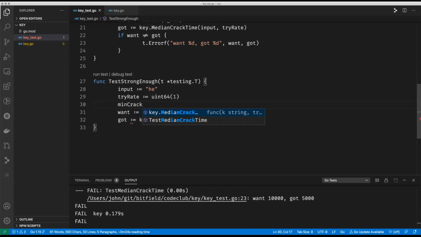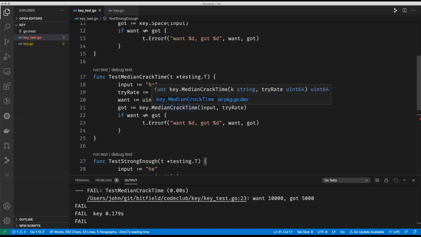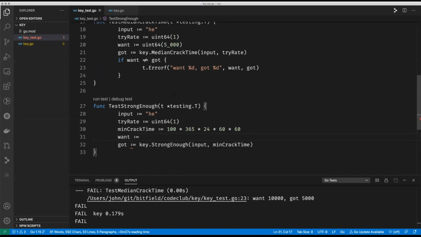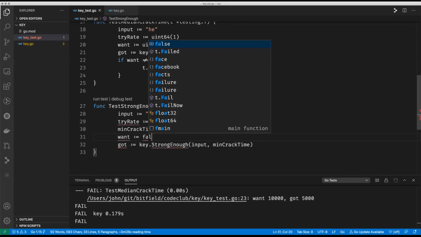I'm going to say min crack time equals 100 times 365 times 24 times 60 times 60, right? That's the number of seconds in 100 years? I'm not too far off, am I? So I ask again, is this password strong enough? Do we think? No, nowhere near, is it? We already established that even at a try rate of 1 per second, it only takes 5,000 seconds. A decent Bitcoin machine would crack that in a few nanoseconds. So we're sort of saying we want false, aren't we?